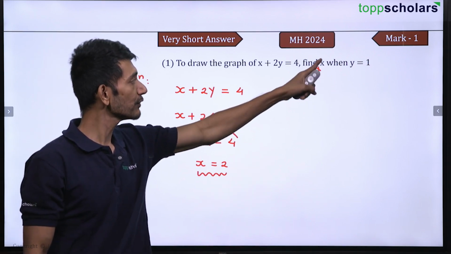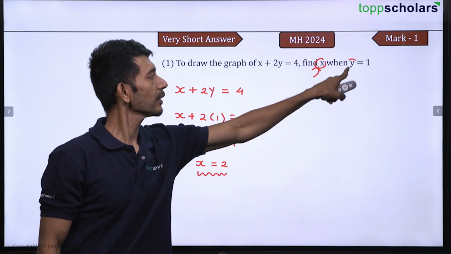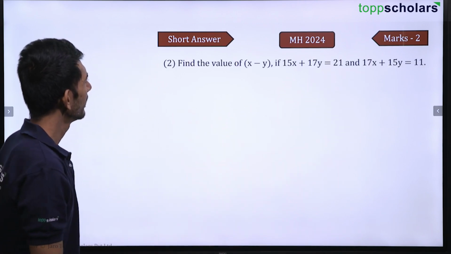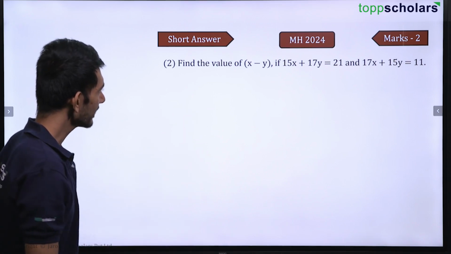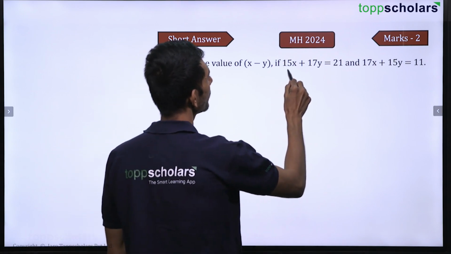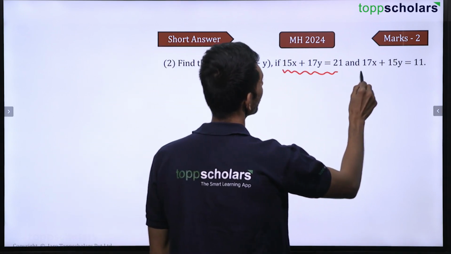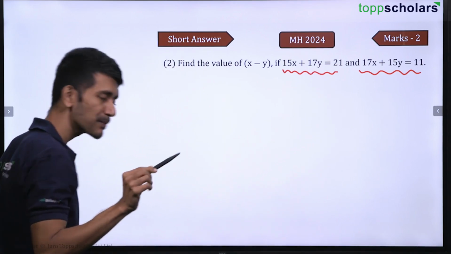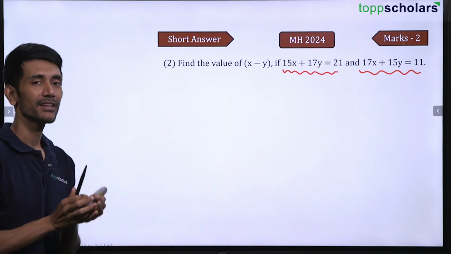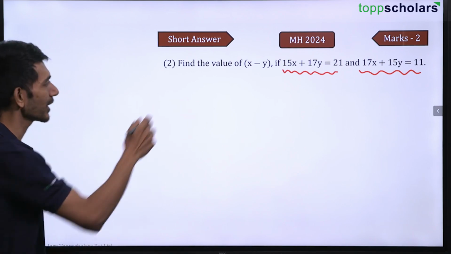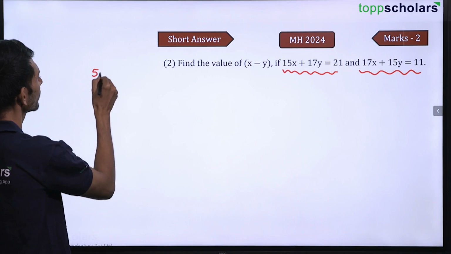We got the value of x when y is given. They can also give you the value of x and tell you to find out the value of y. That is also easy. Now this question is interesting. Find the value of x minus y if 15x plus 17y is equal to 21 and 17x plus 15y is equal to 11. We have solved so many problems based on this. I am very sure that if you are seeing the video till now, you must have understood how to solve this particular problem. Okay, so let's move on to the solution.